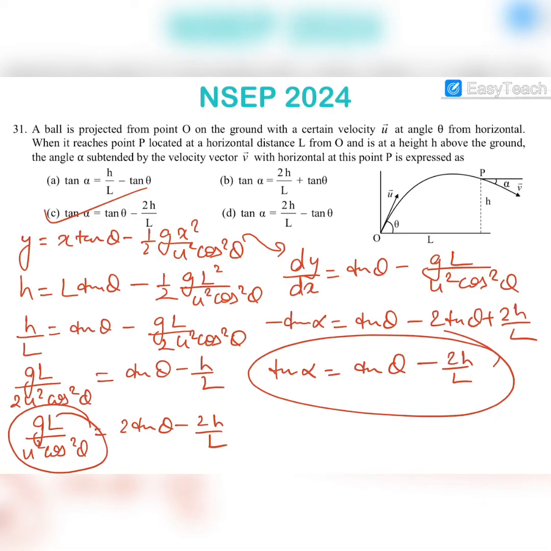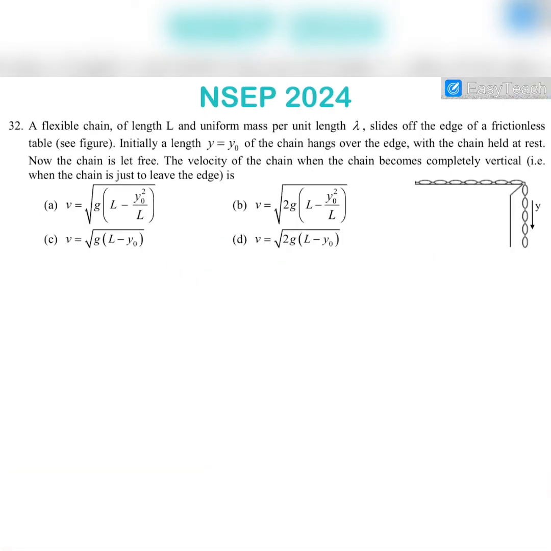Now let us move on to the next question. In this question, you can see that there is a flexible chain of length capital L, and the mass per unit length of this chain is lambda. This chain is kept on a frictionless horizontal table, and the initial hanging length of the chain is y0 over the table. Now the chain is at rest and this chain is let free. So the velocity of the chain when this chain will become vertical will be.